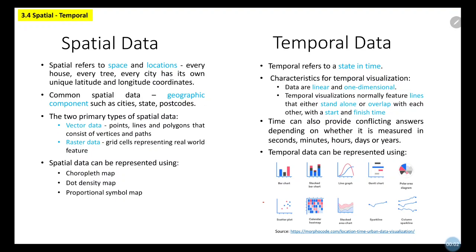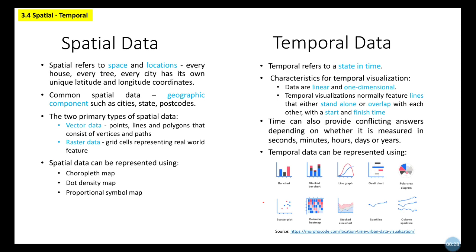Now we move on to the fourth type of data visualization structure, that is spatial temporal. Spatial temporal are two different parameters that are used to measure a position or location of an object at a specific time. First, let us define what is spatial data. Spatial refers to space and locations.